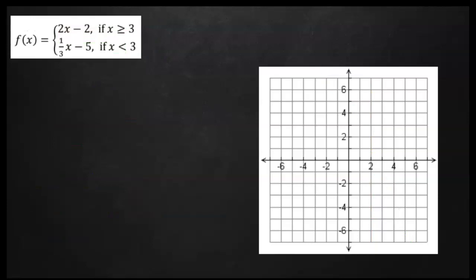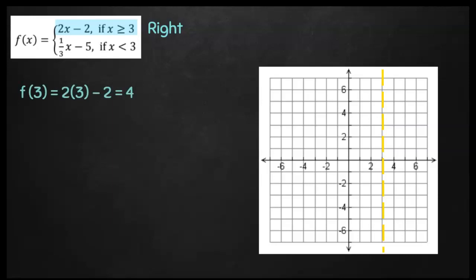Okay, so here's another example. The dashed line will be where x is 3. That's where my function rule will change. And let's look at the first piece. I'm going to be going towards the right because x is greater than or equal to 3.